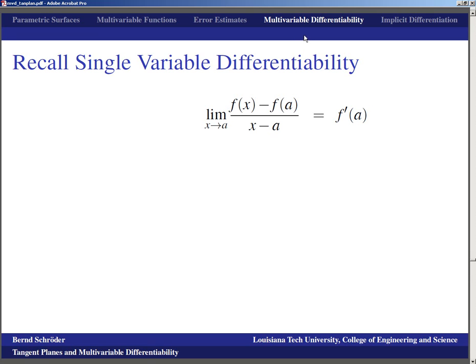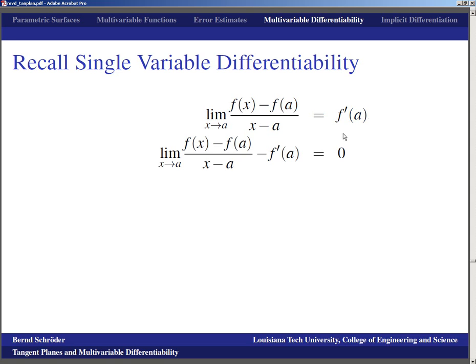So in order to motivate multivariable differentiability, let's think about single variable differentiability again. The single variable derivative tells us that f prime at a is the limit as x goes to a of f of x minus f of a divided by x minus a. And for a multivariable function, I can't do that technically because I cannot divide by the difference of two vectors, because I cannot divide by a vector.